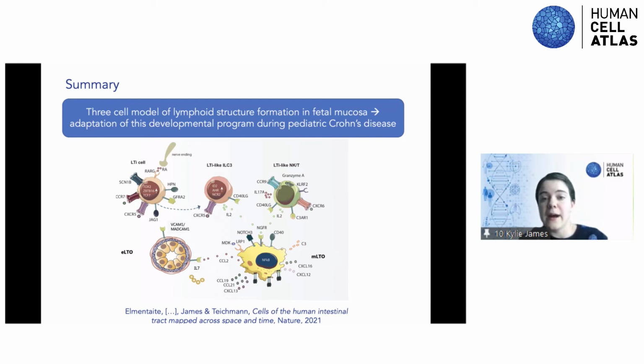And then furthermore, by comparing these cell types to those that we see in Crohn's disease, we've seen that there are equivalent populations in both settings, which could suggest the adaptation of these developmental programs during disease. And this could represent a way that we can block that inflammation, and is something that we are following up with spatially resolved single cell RNA sequencing.